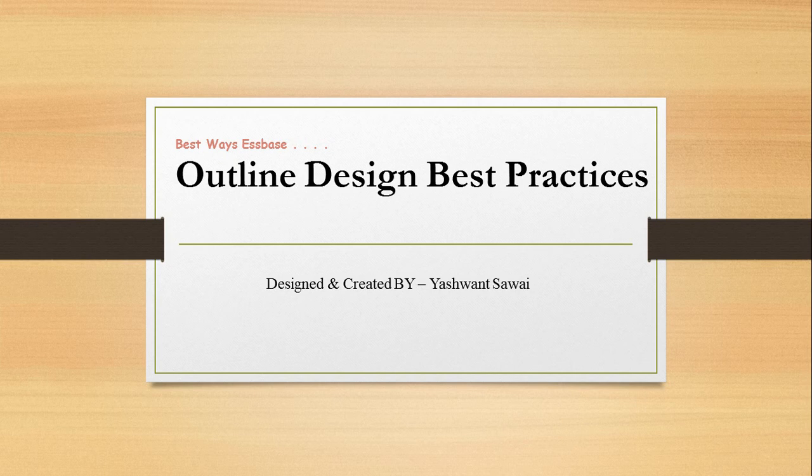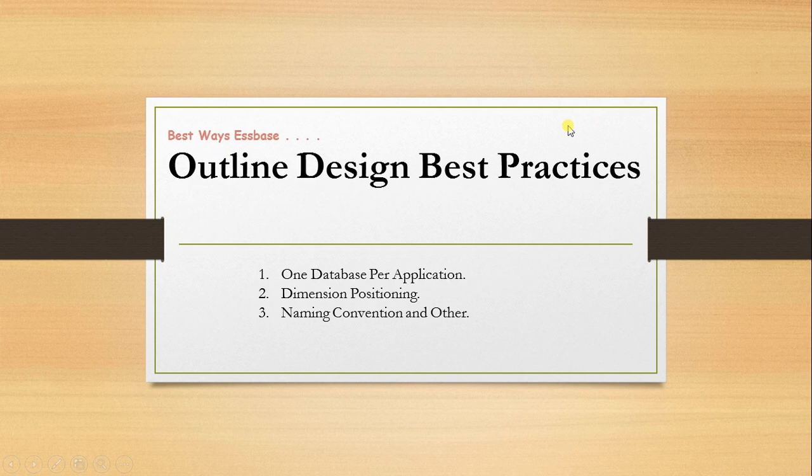Friends, today we are going to learn about the outline design best practices. In this regard, we have focused on three sections: one database per application, dimension positioning, and naming convention and other. These are the three sections by which we can design our outline in a very good manner.